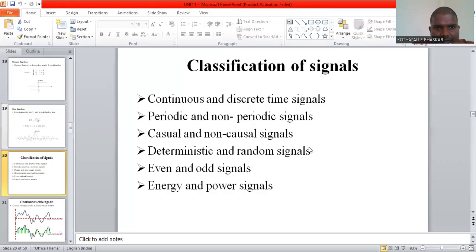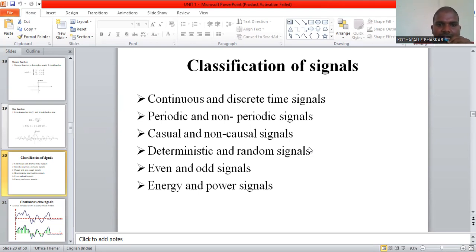So before classification of signals, first of all, what is a signal? In general, a signal means something which carries some information, whatever it may be. But in mathematics, a signal is a function of independent variables such as time, distance, temperature, pressure. These are a few examples of signals.